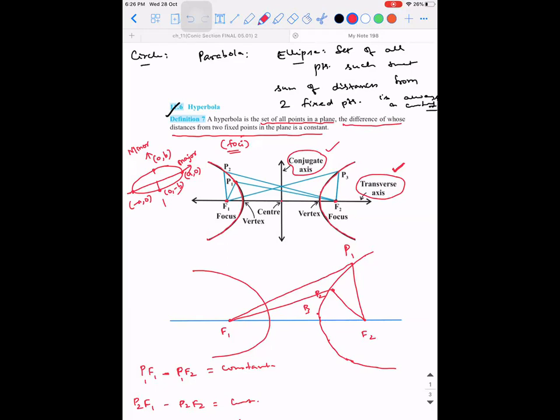One second, can you just repeat? Which one should I repeat? The axis definition. Your voice broke. Which axis? Could you repeat the conjugate axis, sir?